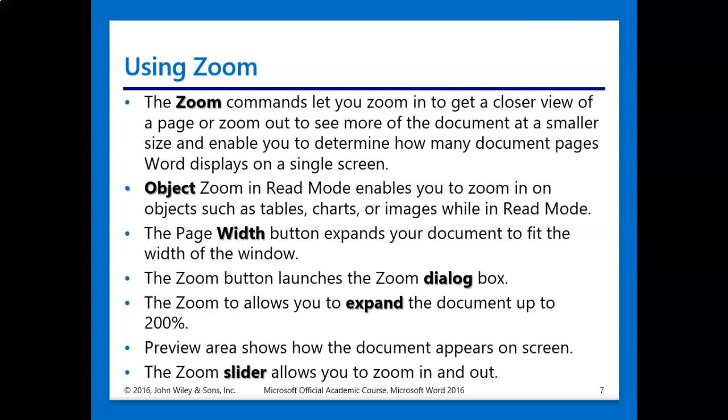It allows you to expand the document up to 200%. The preview area shows how the document appears on the screen. So that's what you're looking at when you are looking at your computer. And then this zoom slider allows you to zoom in and out as stated in the first bullet point. You can zoom in to see more of a document, or zoom out up to 200% so you can see a closer view.